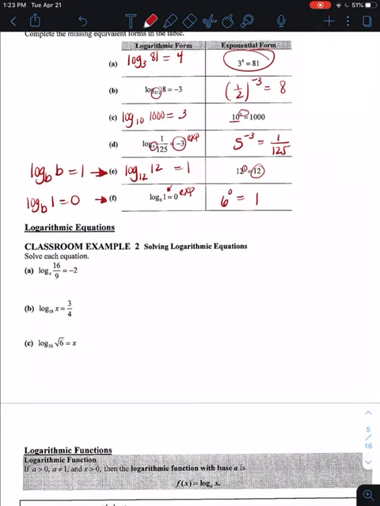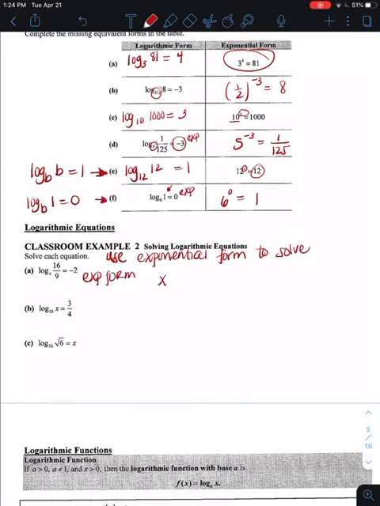Now we're going to solve some logarithmic equations. And to solve logarithmic equations, we use exponential form. So I'm trying to figure out, what is this base x? I'm asking myself, the base x raised to what, raised to the negative 2 power, gives me 16 over 9? So rewriting this in exponential form.